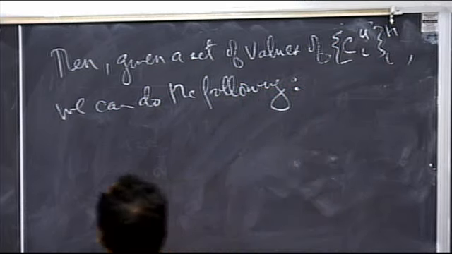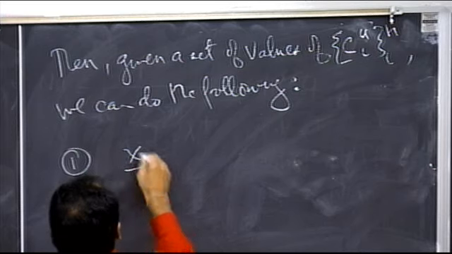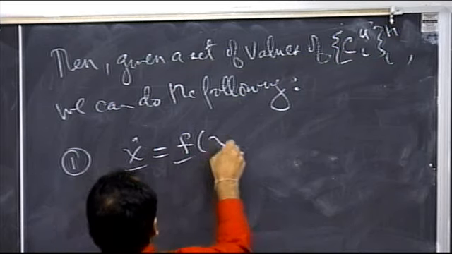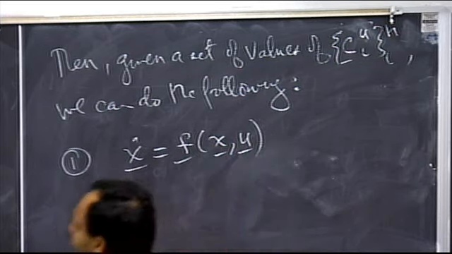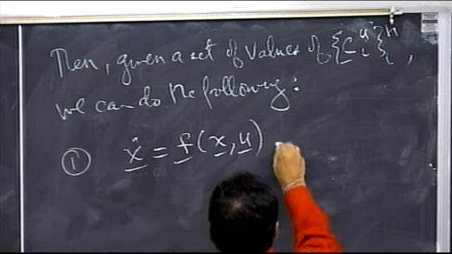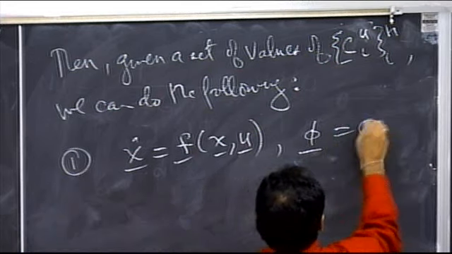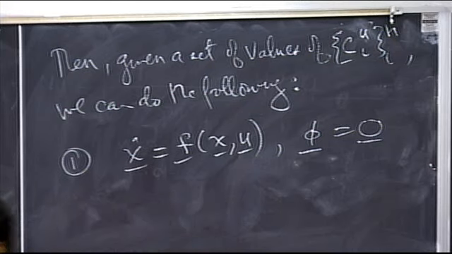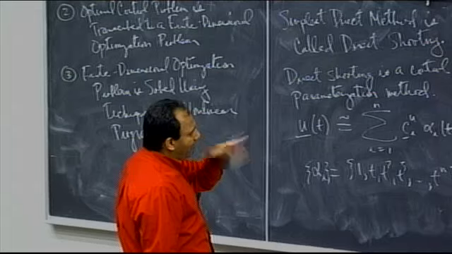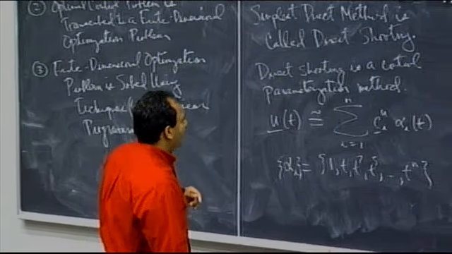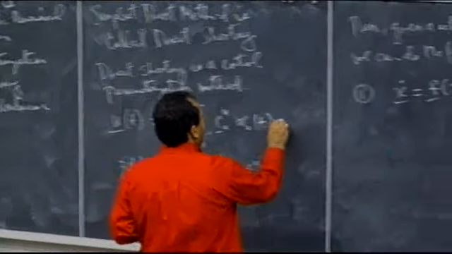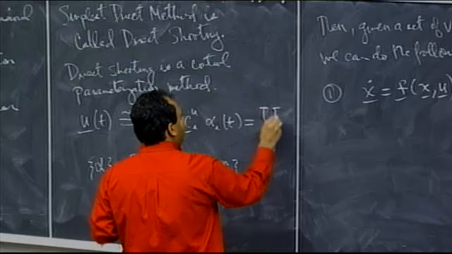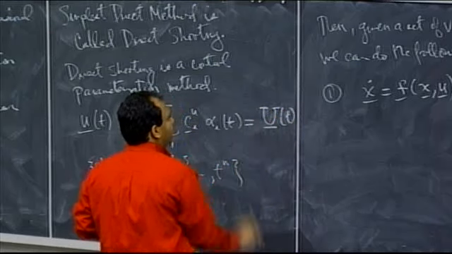So the first thing we can do is, I know that x dot equals f of x and u, right? And I've got some boundary conditions, phi equals 0, where phi is a function of the initial values and the final values. So what you say is, well, okay, what's u? Well, I'm going to call this approximation capital U of t, right?